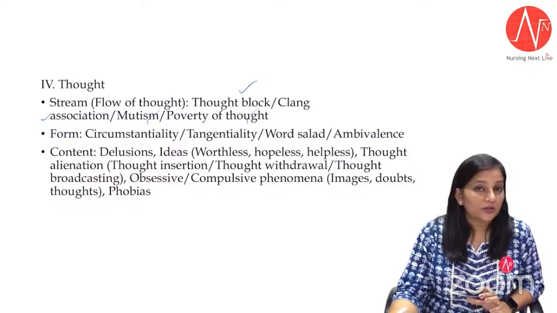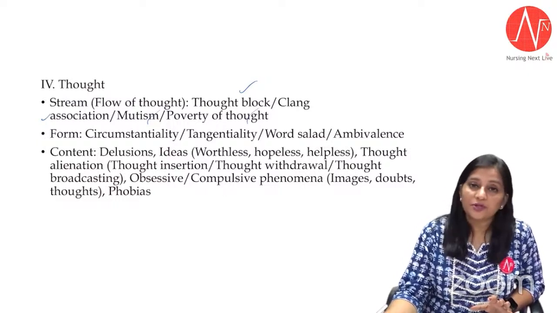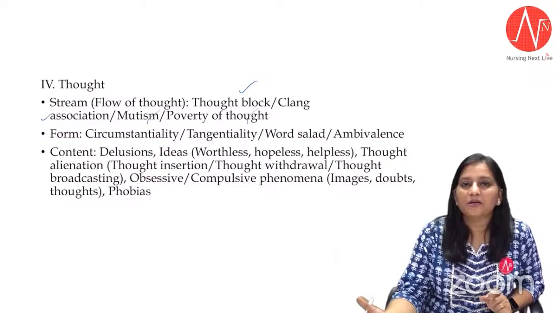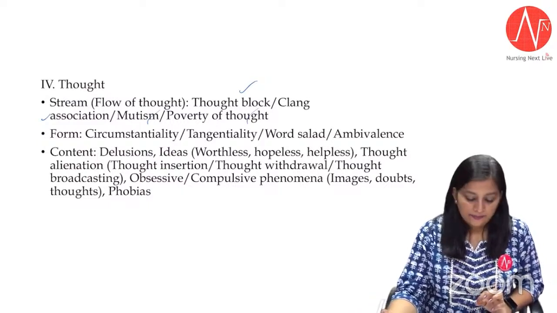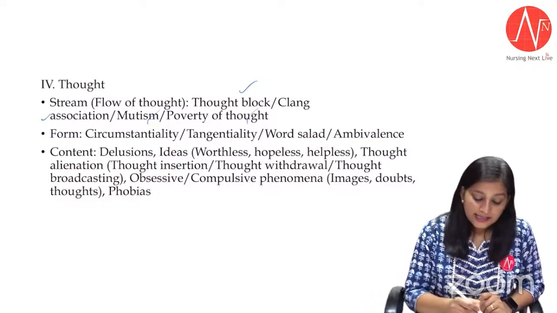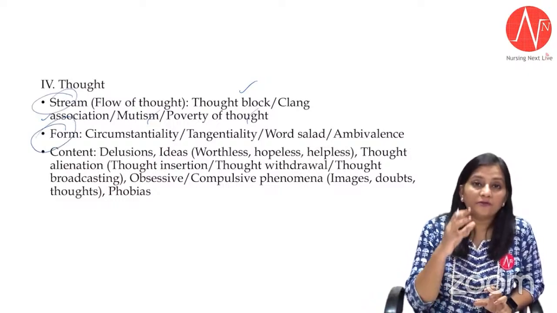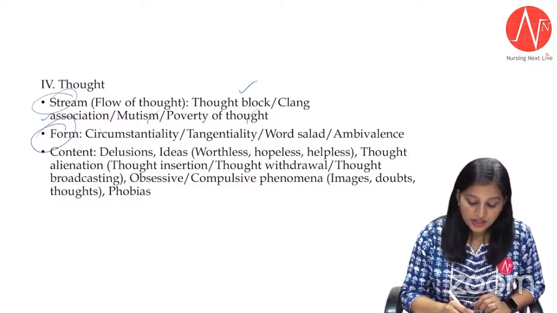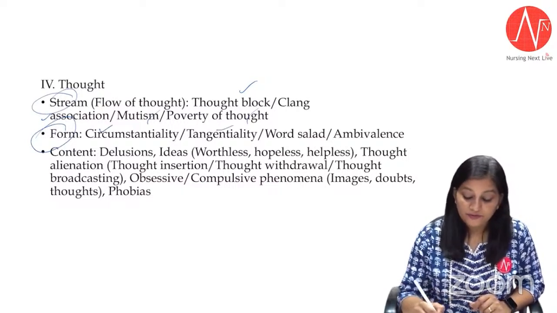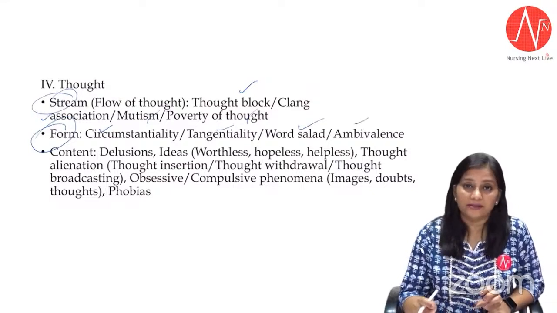And then mutism, the patient doesn't speak at all. Poverty of thought, the patient is not speaking much. Nothing is coming in his mind, the patient may say that. Then second, after stream, is form. What is the form of thought? So here circumstantiality may be there, tangentiality may be there, word salad and ambivalence.